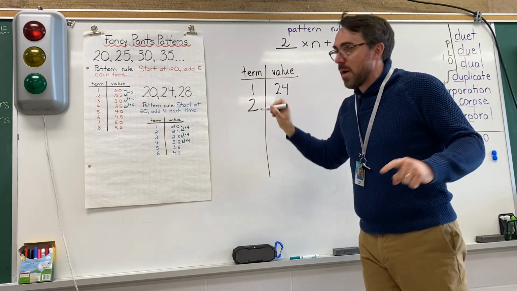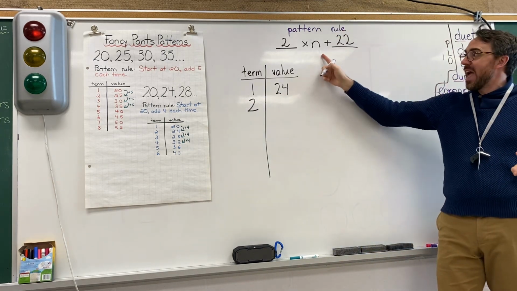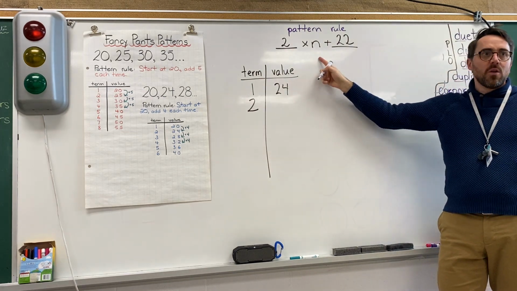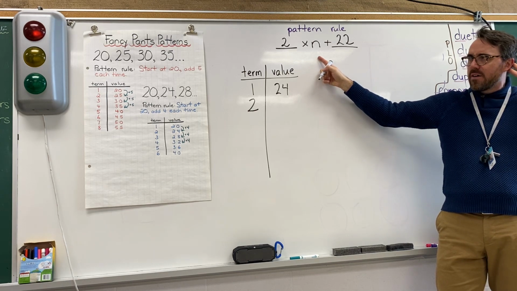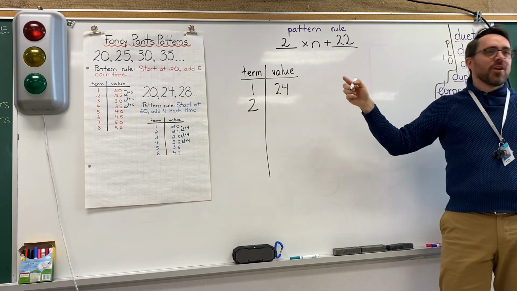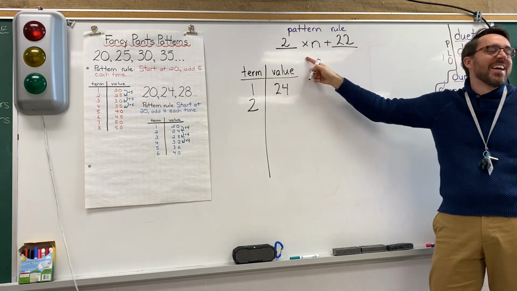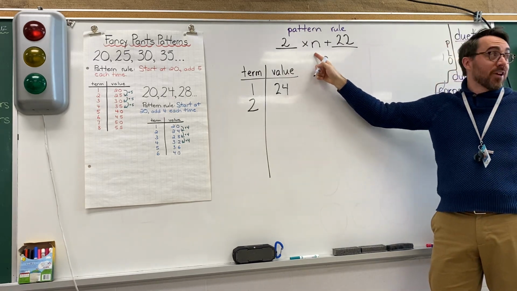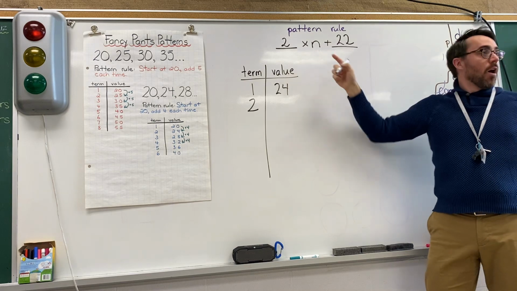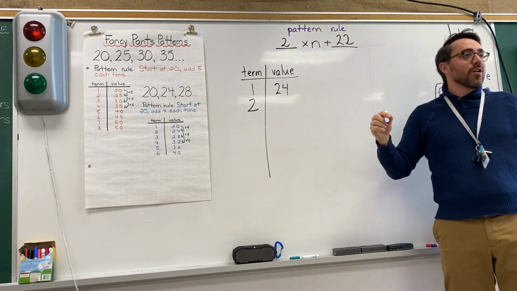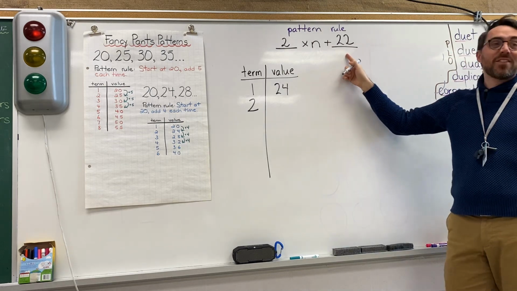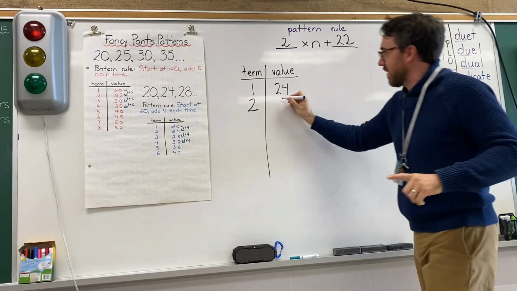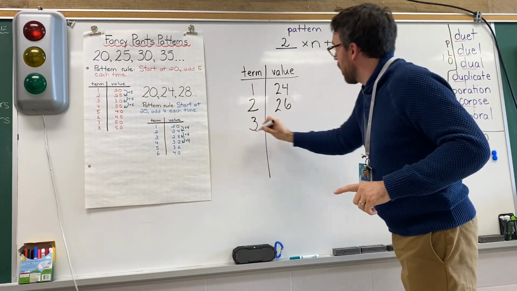Okay. Term number 2. So now n is worth 2. So 2 times 2. What's 2 times 2? Just yell it. 4. 2 times 2 is what? It's 2 groups of 2, which is 4, plus 22. So 22 plus 4. Aubrey? 26. Okay.